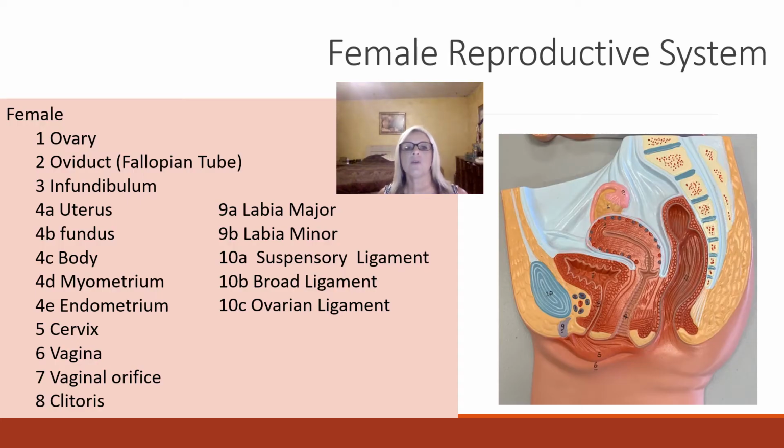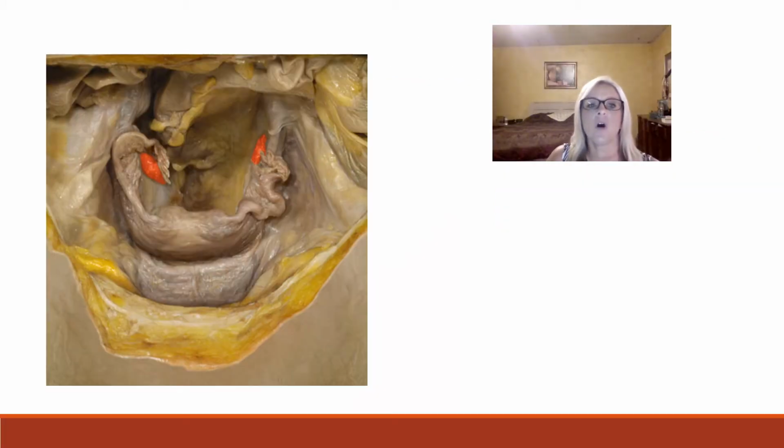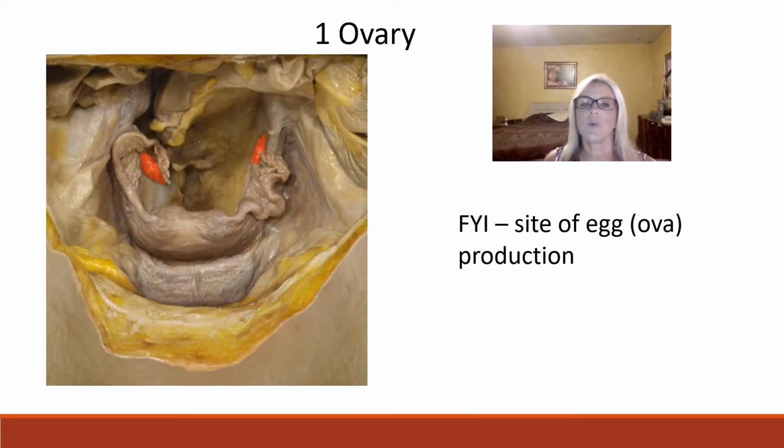All right, the female reproductive system has reproductive organs, both internal and external genitalia. And so we're going to look at some of the basic things here. Some you will know, and some you won't know. All right, so these are the ovaries, and this is one that you probably already know. And this is the site of egg production, or ova or ovum, depending if singular or plural.